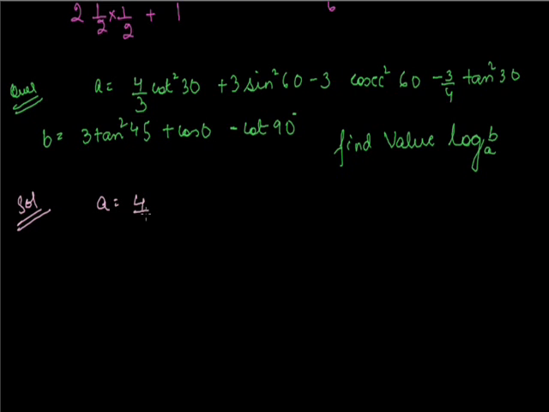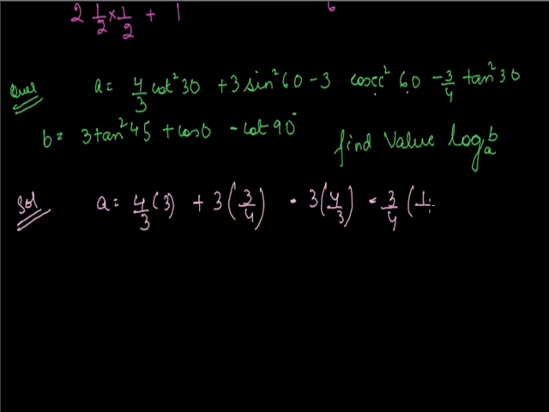Okay, so proceeding with the solution. A is equal to 4 by 3. We know that cot 30 degree is root 3, so it will be 3 plus 3. Sin 60, I know that it is root 3 by 2, so its whole square will be 3 by 4 minus 3. I know the value of cosec 60 degree is 2 by root 3, so its square will be 4 by 3. Similarly 3 by 4. Tan 30 is 1 by root 3, so its square will become 1 by 3. Calculating the value of A, I'll be getting 2.